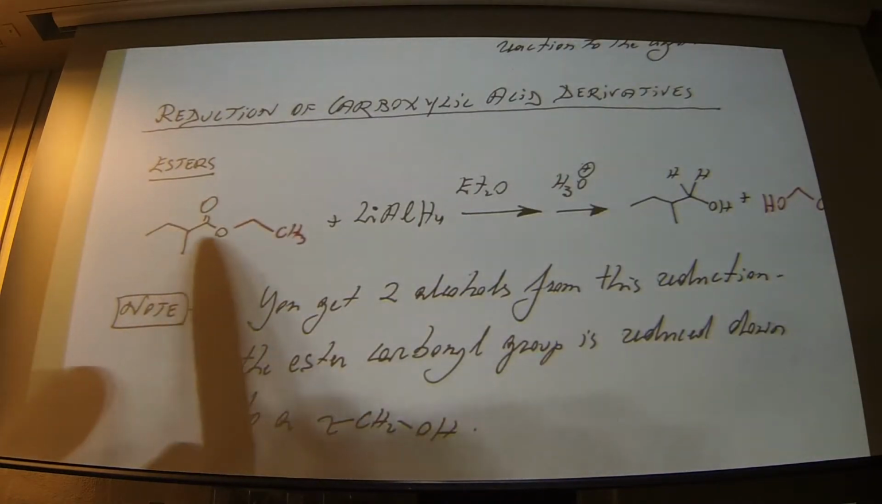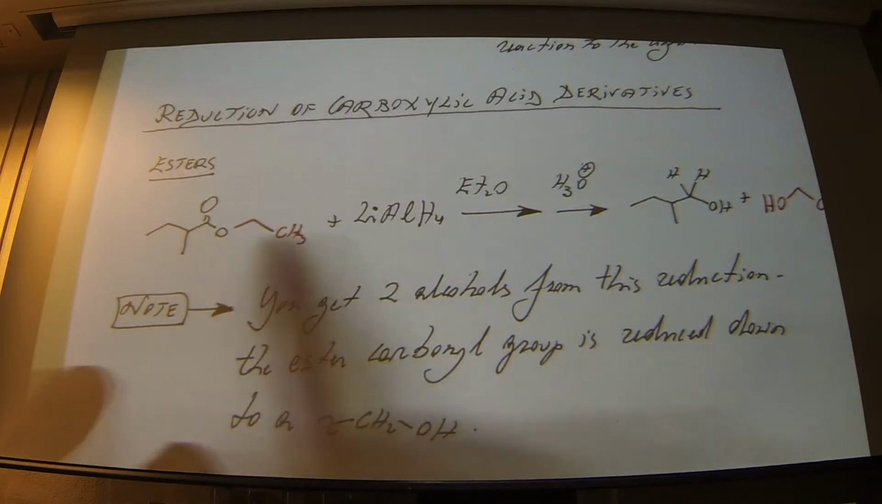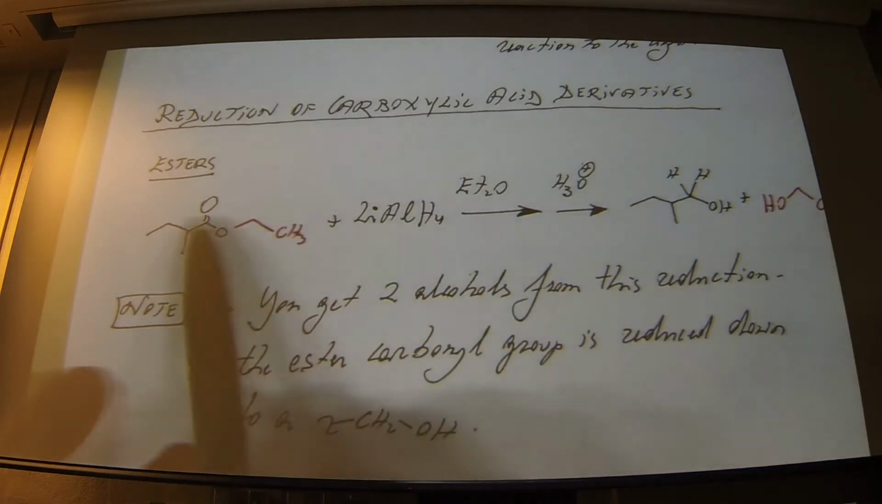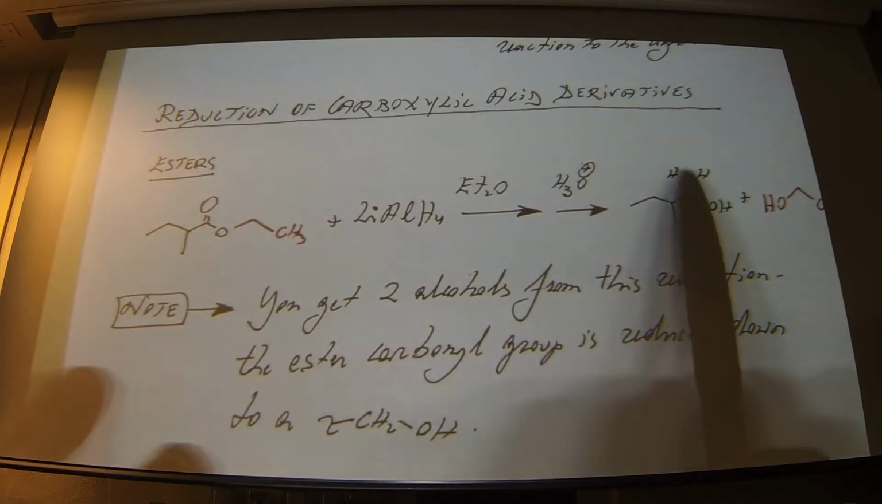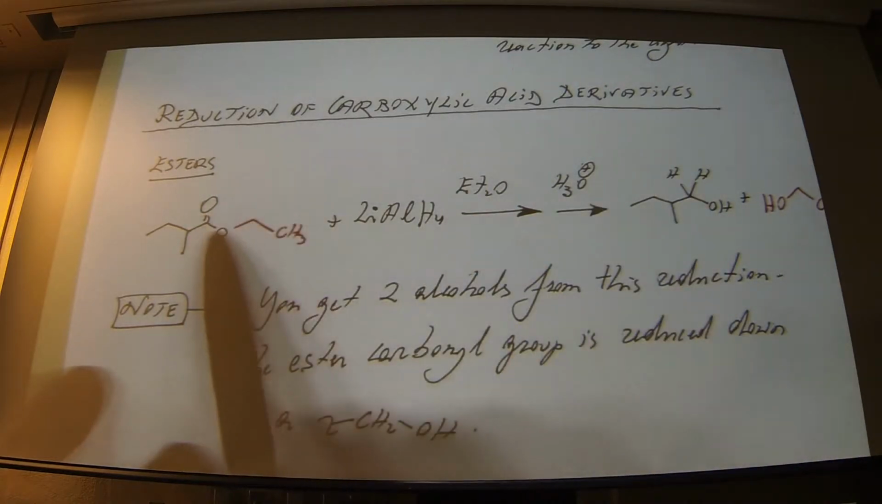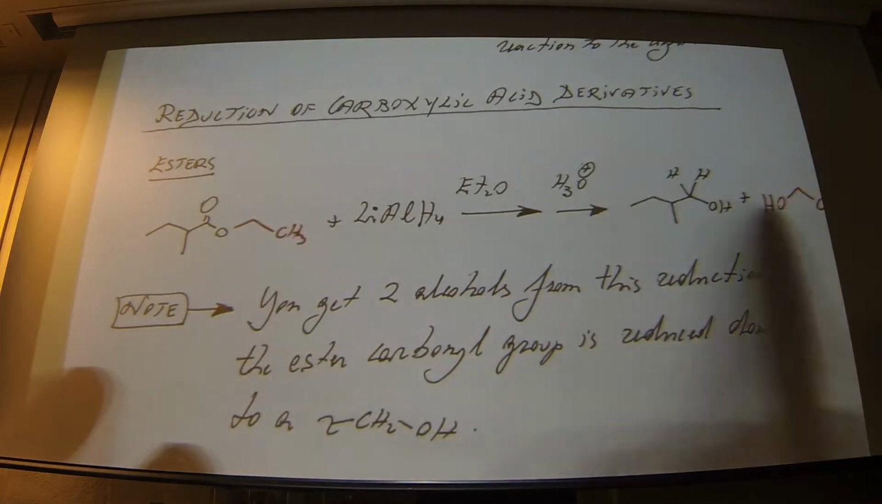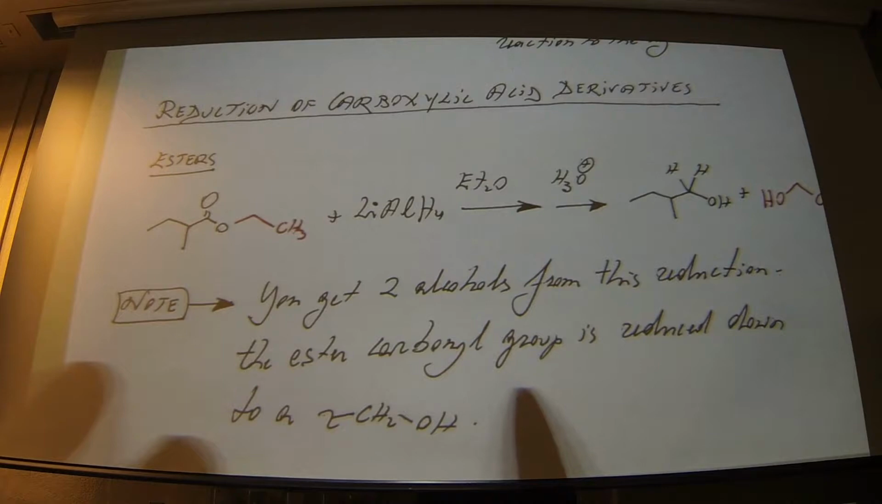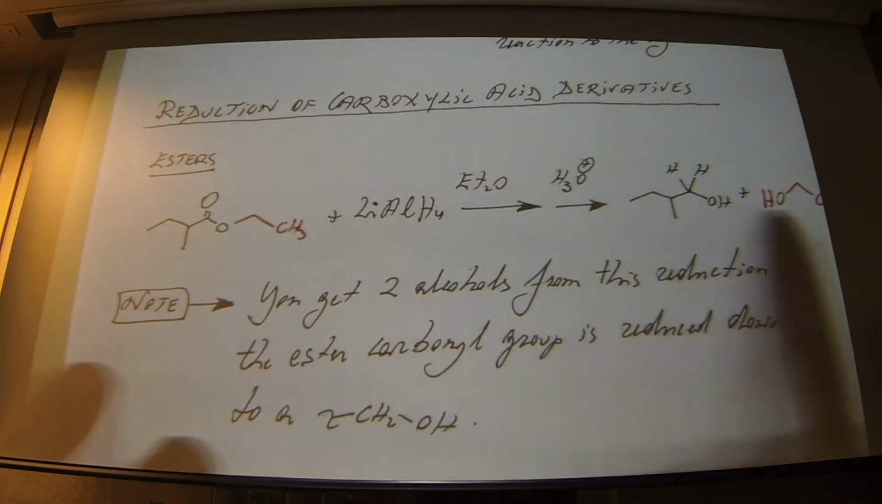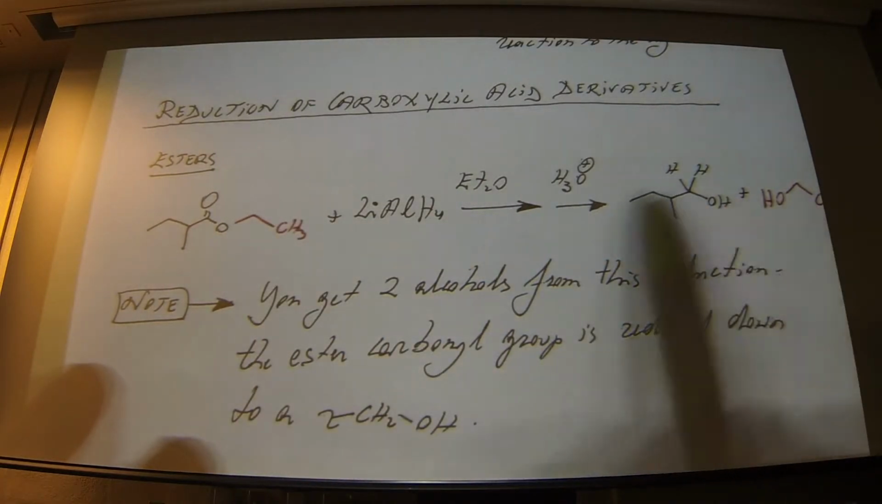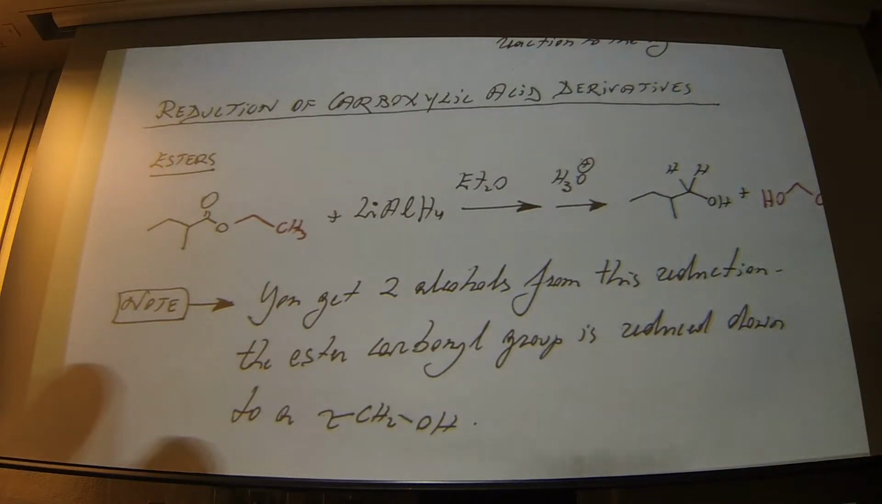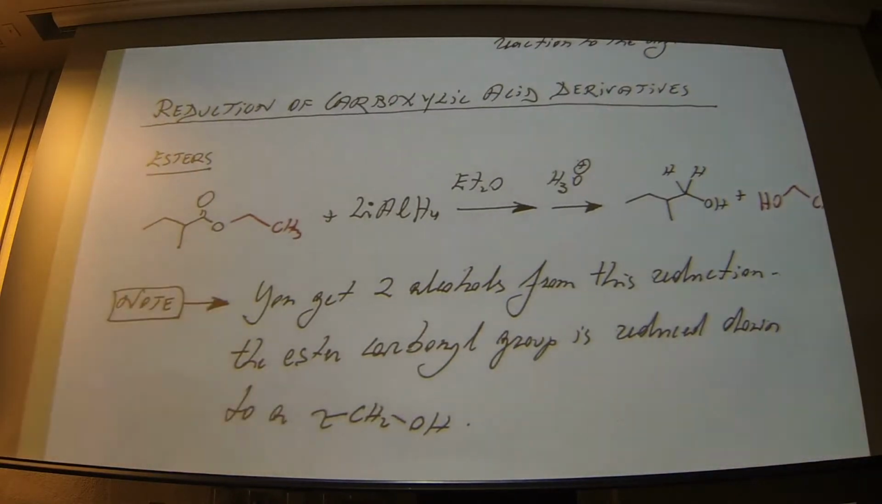Now, both pieces of this molecule end up as alcohols. So I reduce this C=O double bond all the way to a methylene, and I also end up with the right-hand piece as an alcohol. So you get two alcohols from this reduction. They don't have to be the same alcohol, right? They can be different ones. And so now we need to think about what the mechanism is. Well, let's try to think about it before I show it to you.